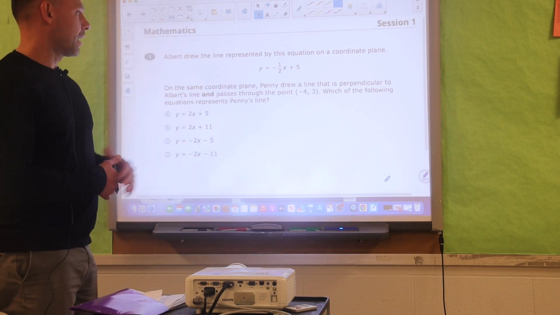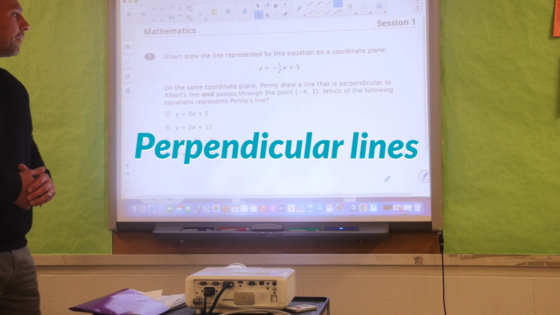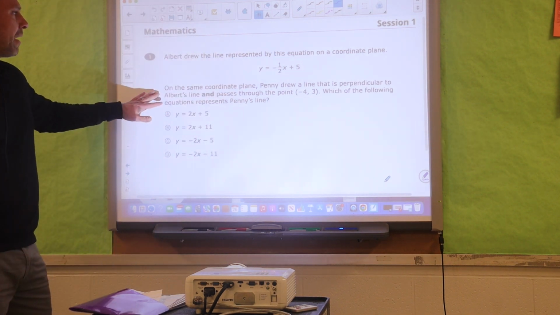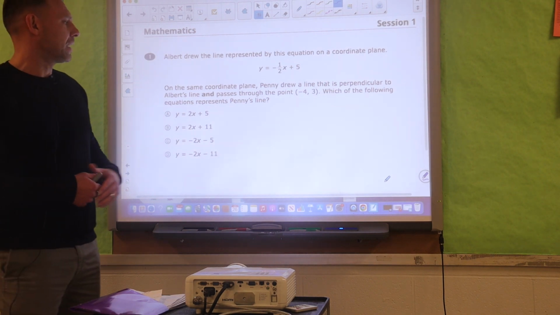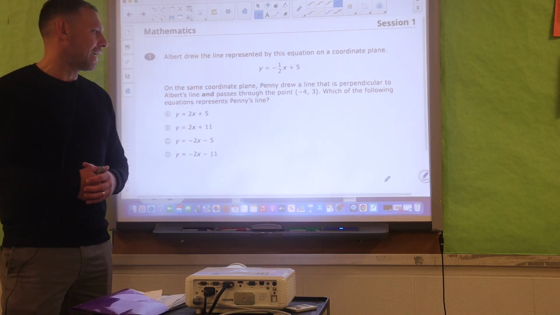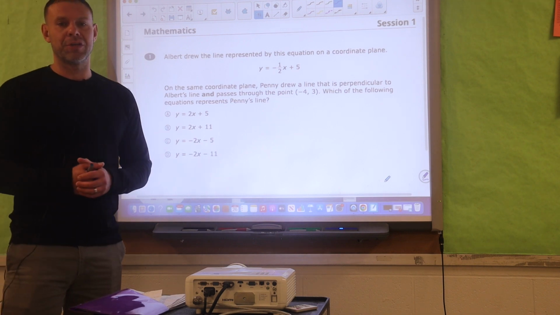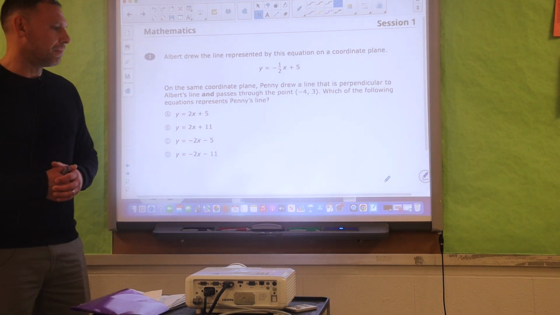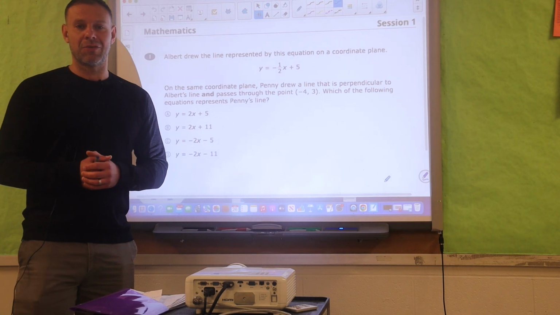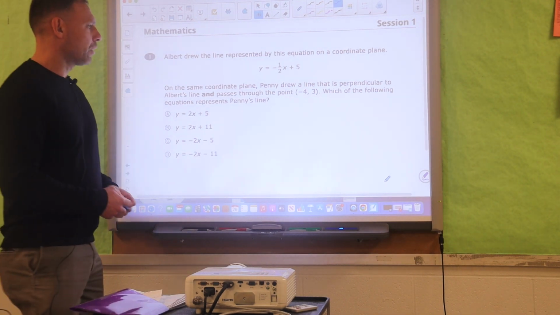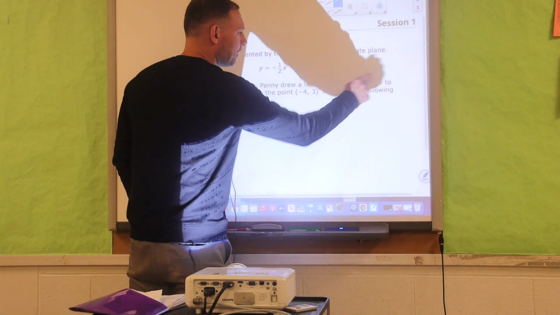So we got a problem up here right now with an equation of y equals -1/2 x plus 5. And they're asking us to find a perpendicular line that goes through point (-4, 3). So I always like to say in a lot of these multiple choice questions, I like to call them bonehead answers. I think there's always a couple answers that you might be able to eliminate.